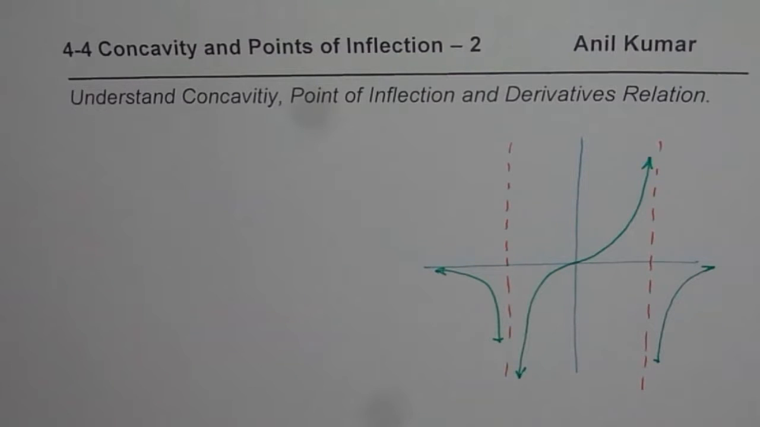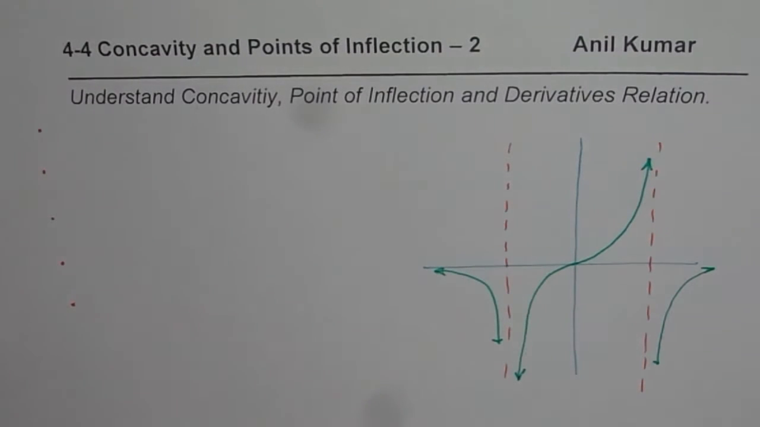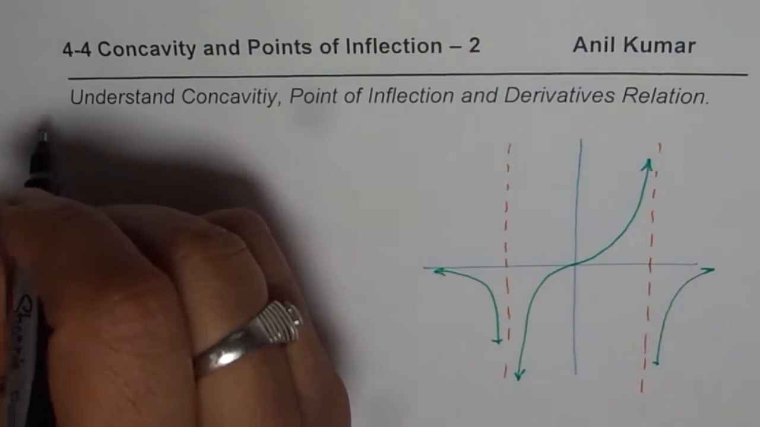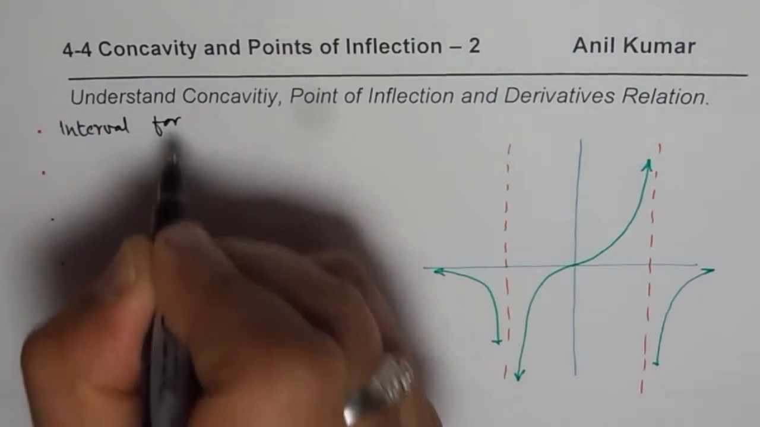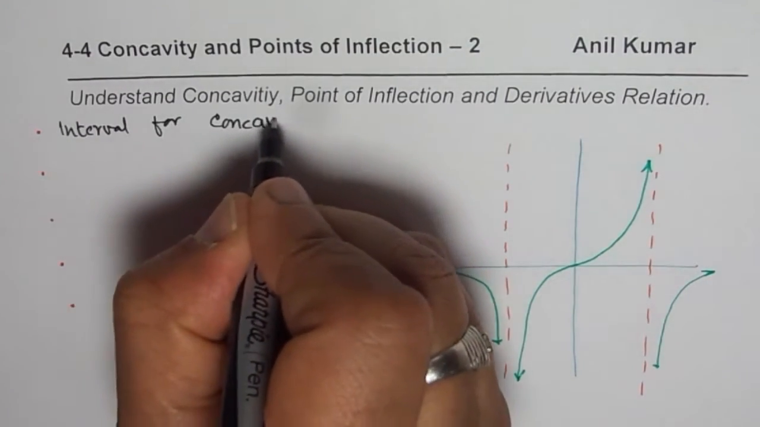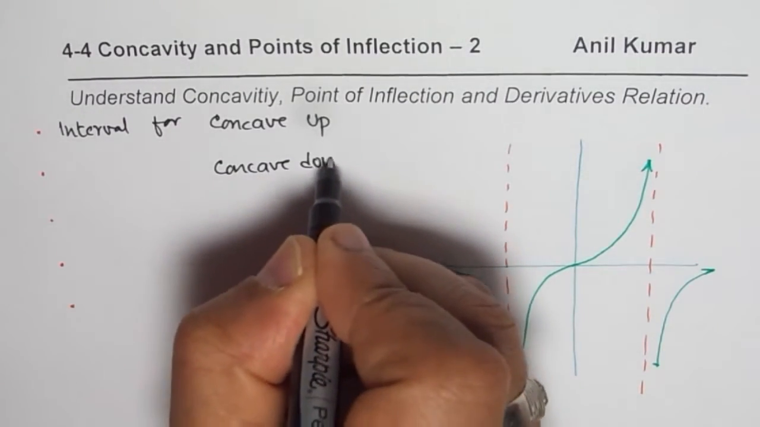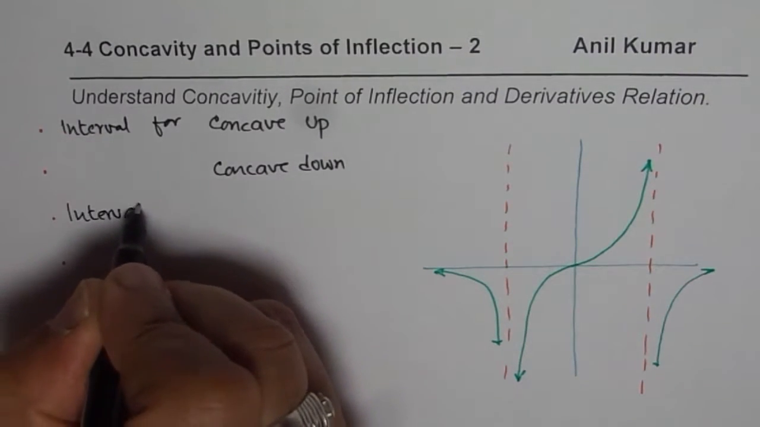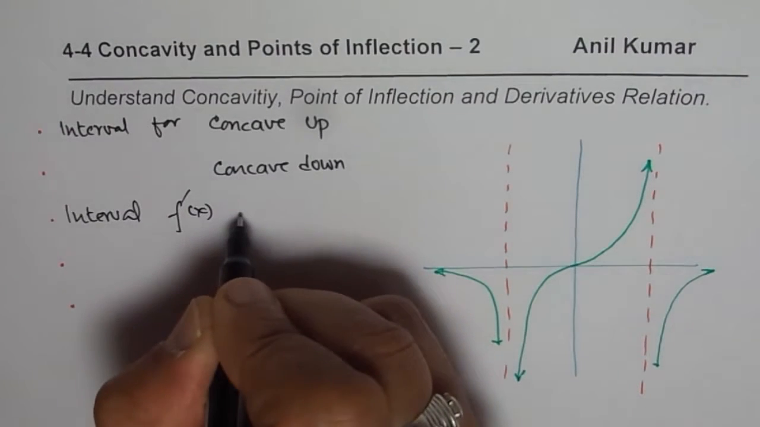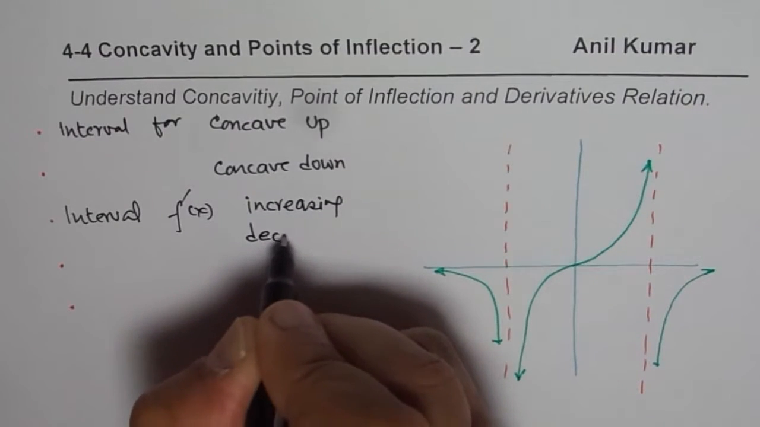Now for you the question is, you need to find intervals when the graph is concave up, and for concave down. So that is what you need to find. You have to find intervals when the first derivative is increasing or when it is decreasing.